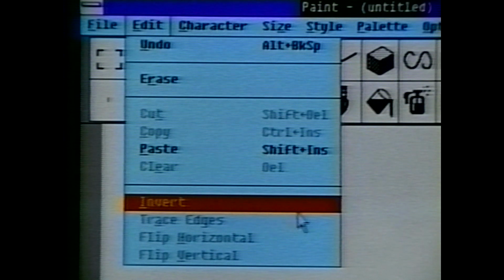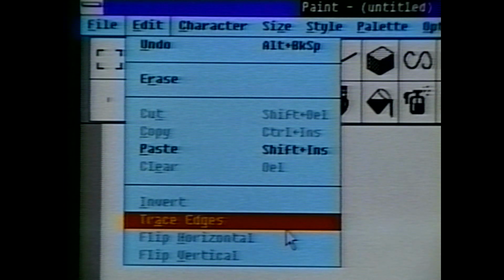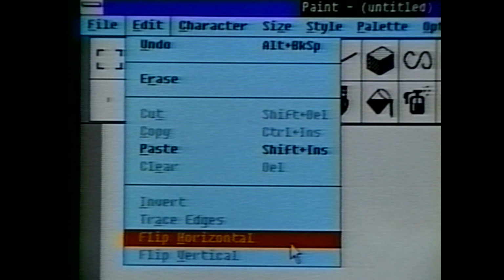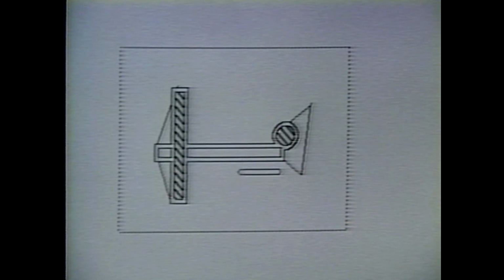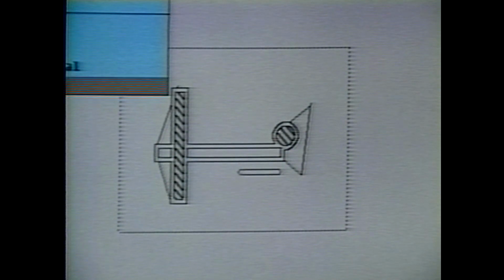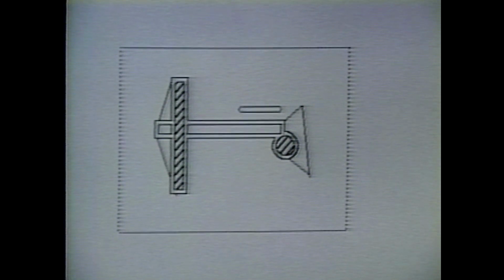Clicking on the Invert command reverses the color of the selected area, turning black to white and white to black. Trace Edges draws a slightly enlarged outline around selected text and shapes. Flip Horizontal flips the selected object from side to side, and Flip Vertical flips the selected object from top to bottom. This feature is useful when drawing objects with matching but inverted elements, like butterfly wings.